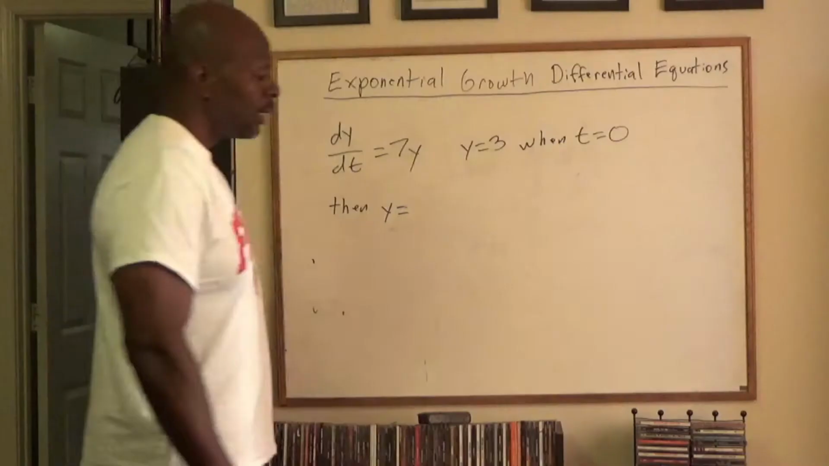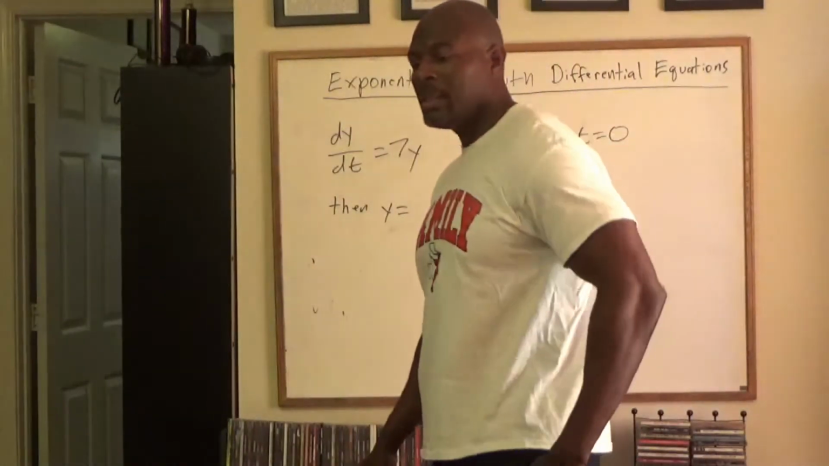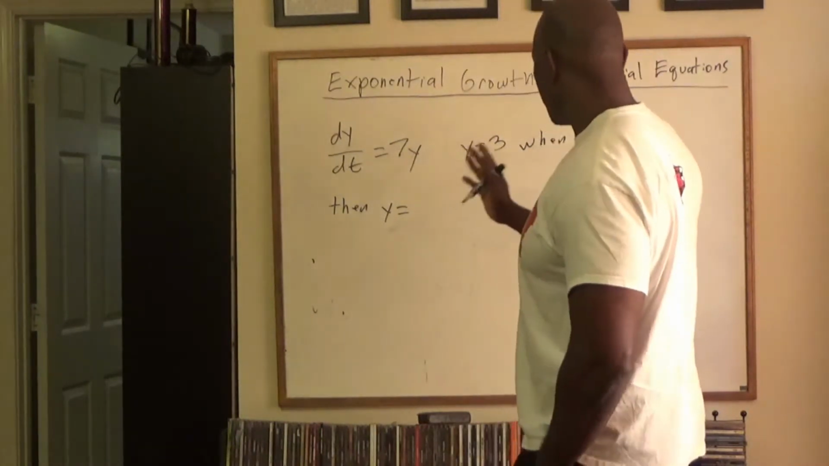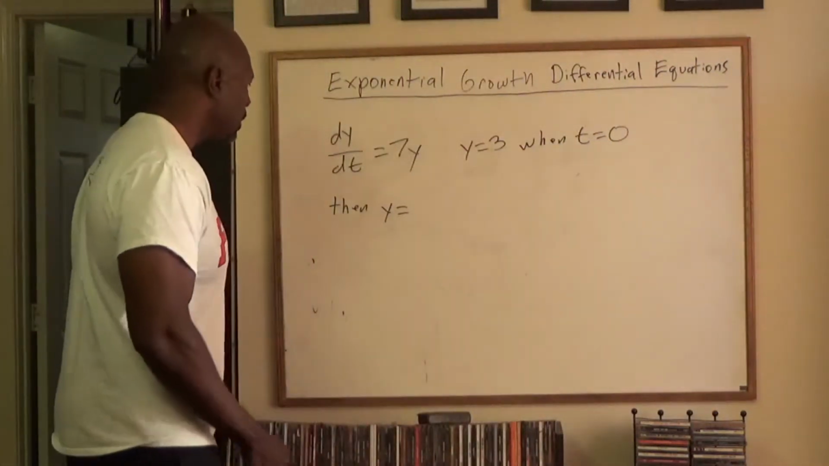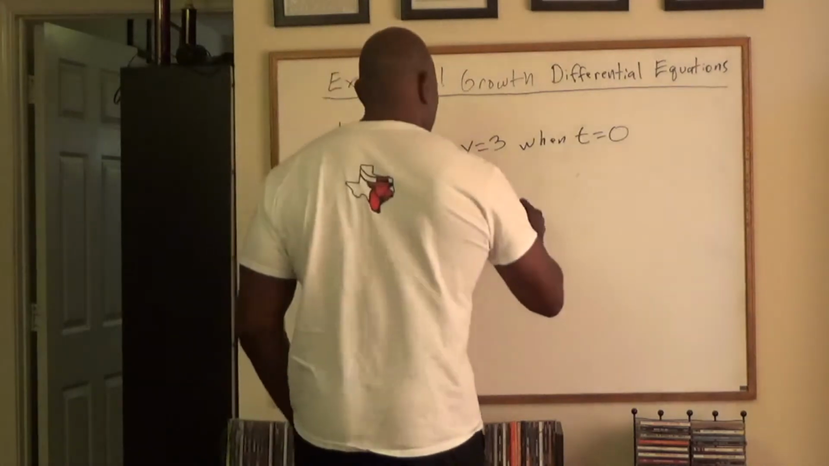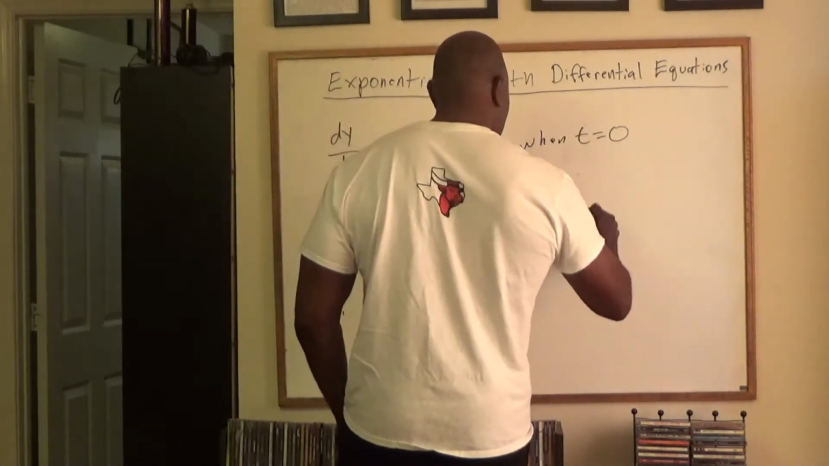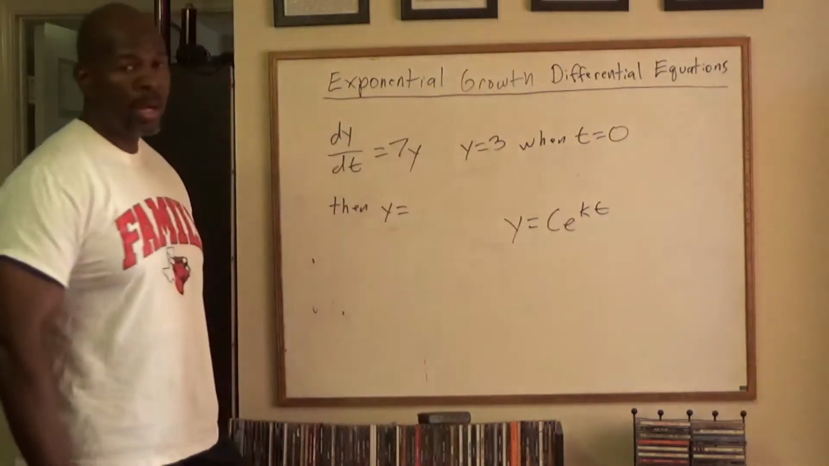Okay, so you saw the problem on the screen, and the problem said if dy by dt is 7y, and y is 3 when t is 0, what's y? So once we find y as the solution, what's the solution? Now we know y takes the form, so y is going to look like this. C e to the power of kt. That's how y is going to look.